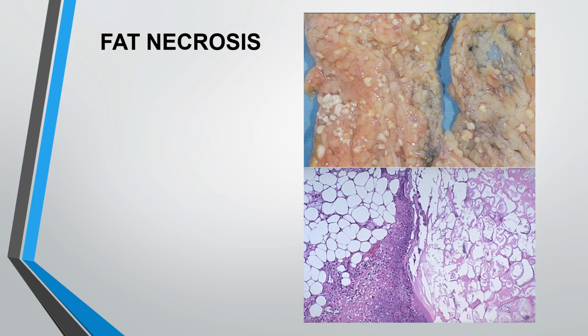Grossly, you'll see firm, white, gritty areas. Microscopically, you'll notice shadowy outlines of fat cells, inflammatory infiltrates, areas of calcification. And a little histotech tip here, even though adipocytes normally look empty on H&E, fat necrosis has a very different ghosted appearance. Once you've seen it, you will never forget it.